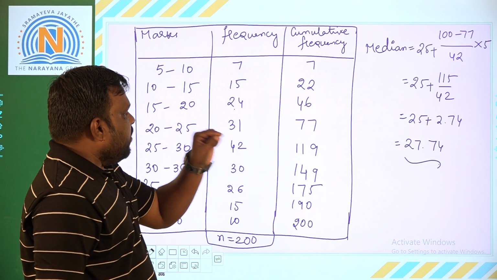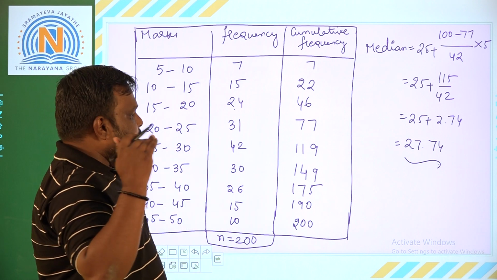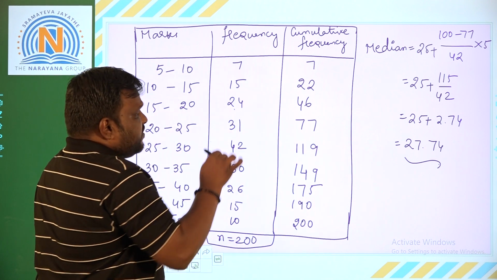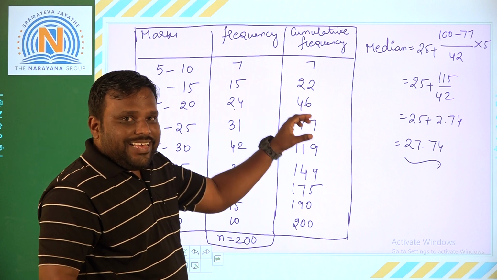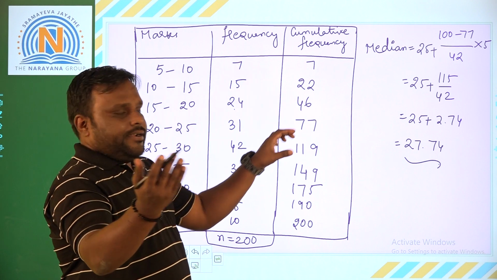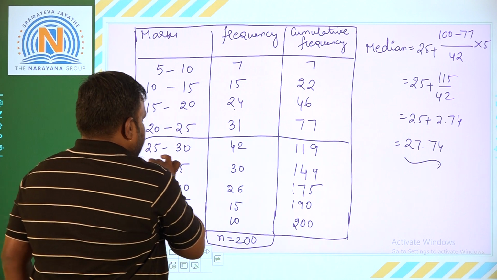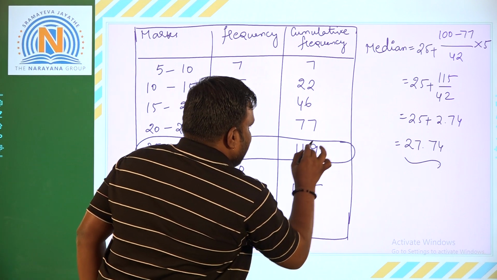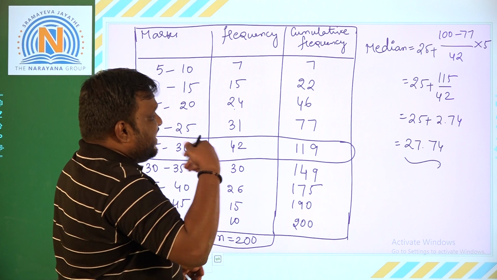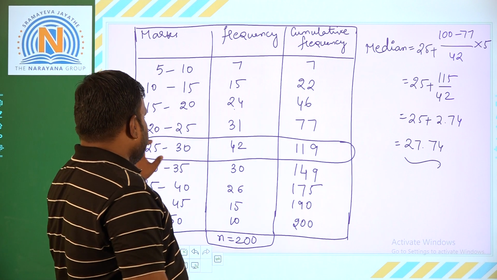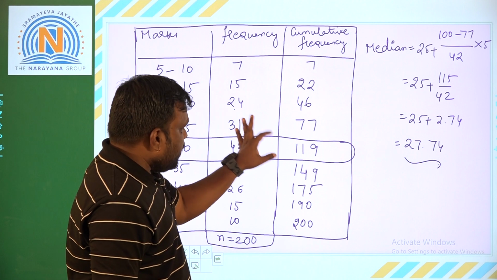Now take the half of n, that means n by 2. N by 2 is 100, right? So now we know this n by 2 is 100. Now observe the cumulative frequency nearer to 100 and greater than 100. So that means this is 119, you can observe clearly. The value of this cumulative frequency is nearer to and greater than 100, that is n by 2. So therefore this class is going to be considered as the median class.